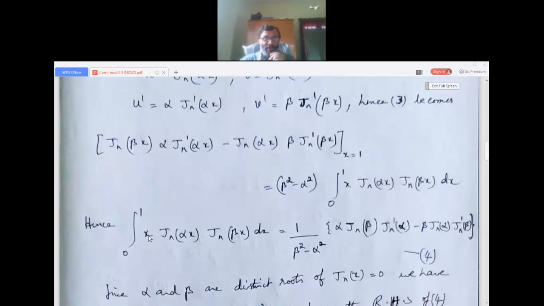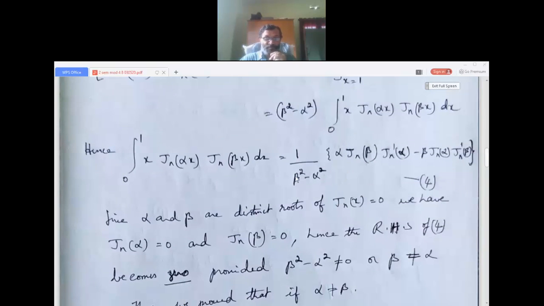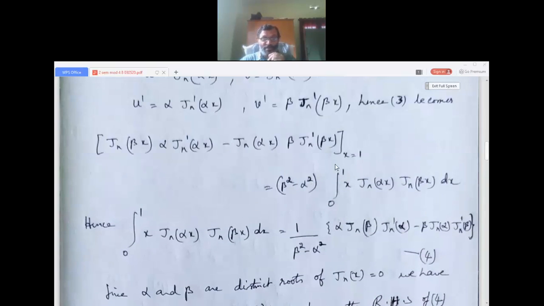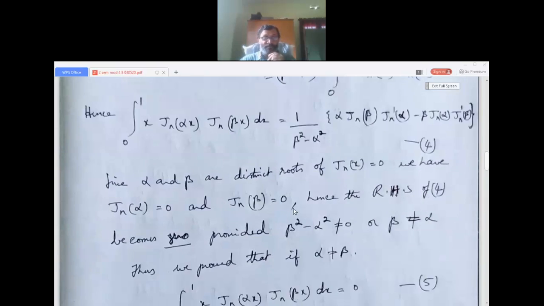So integral 0 to 1 of x Jn alpha x Jn beta x dx is equal to 1 by beta squared minus alpha squared, into a bracket: alpha Jn beta x Jn dash alpha x minus beta Jn alpha x Jn dash beta x. Now I put x equals 1. So I get alpha Jn beta into Jn dash of alpha, minus beta Jn alpha into Jn dash of beta, with x equals 1 substituted.